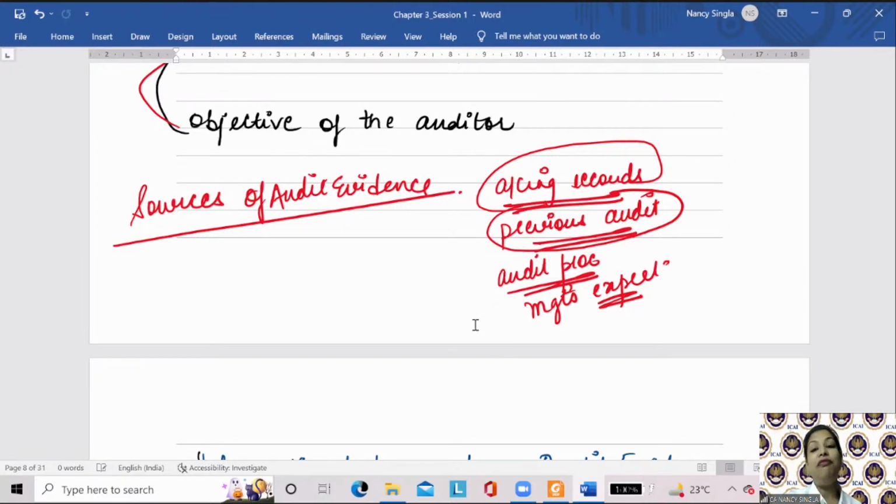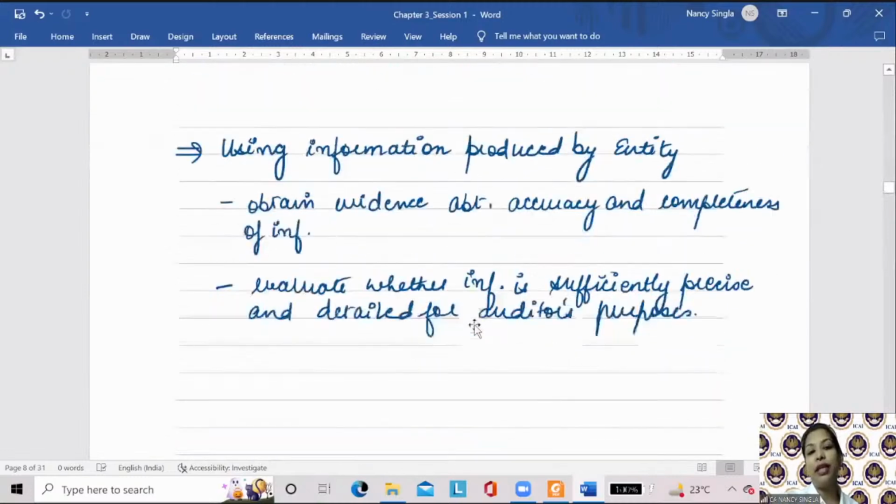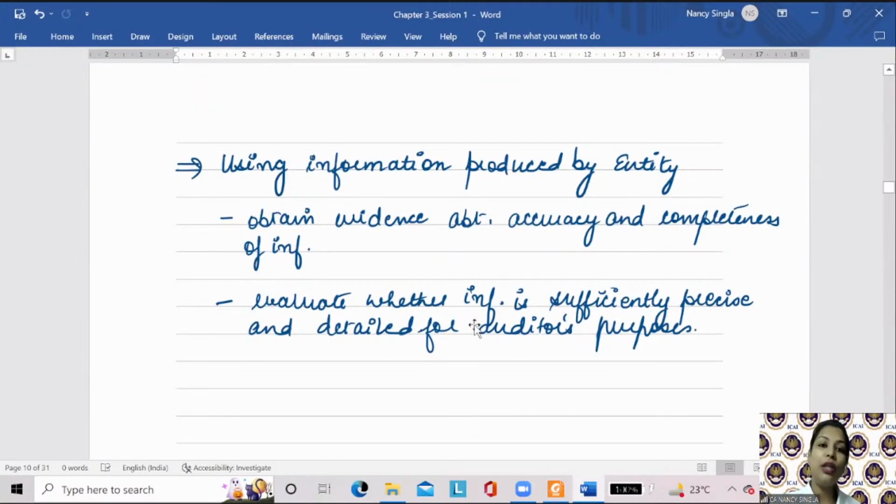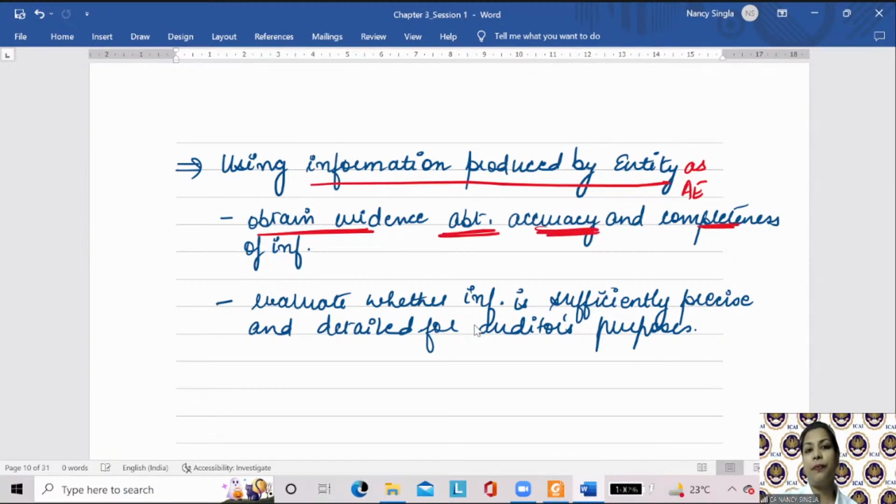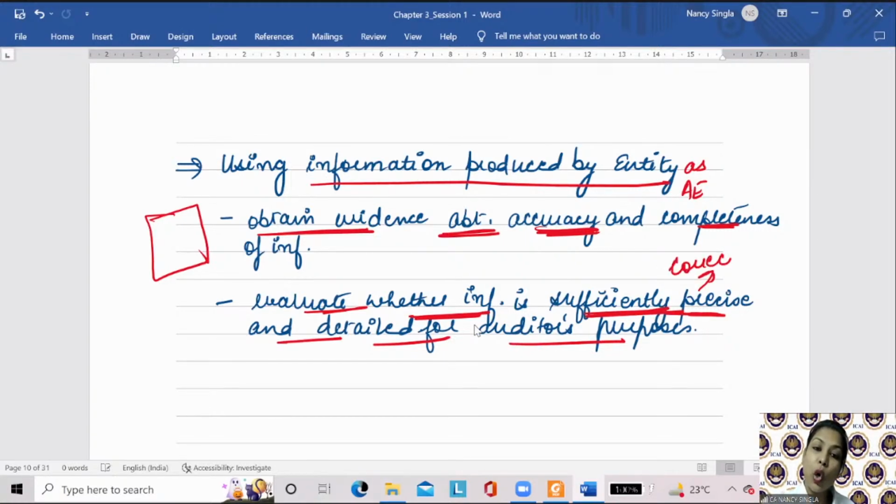ठीक है. Now tell me, if any information, let's say if any cost sheet has been given by the entity to the auditor, that auditor, here is the cost sheet, use it as an audit evidence, will the auditor take it like that only without checking it? So the answer is no. So when the auditor is using the information produced by the entity as audit evidence, before using that he needs to obtain evidence as to whether that information is accurate and complete. है ना? So he will review that work, whether that work is correct or not. Also he will evaluate whether information is sufficiently precise and detailed for the auditor's purposes. Precise is what? Correct or right.